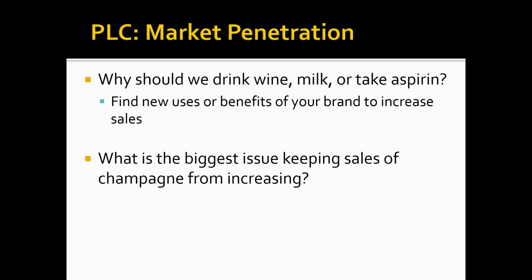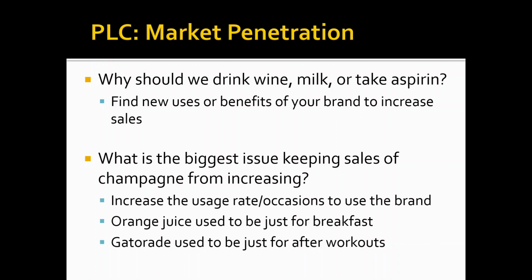What's the biggest issue keeping sales of champagne from increasing in the United States? It's the fact that we only drink champagne during special occasions. So another strategy is try to increase the usage rate or the occasions for when we use a particular type of product or brand. If you're older like me, you know that orange juice used to be just for breakfast.